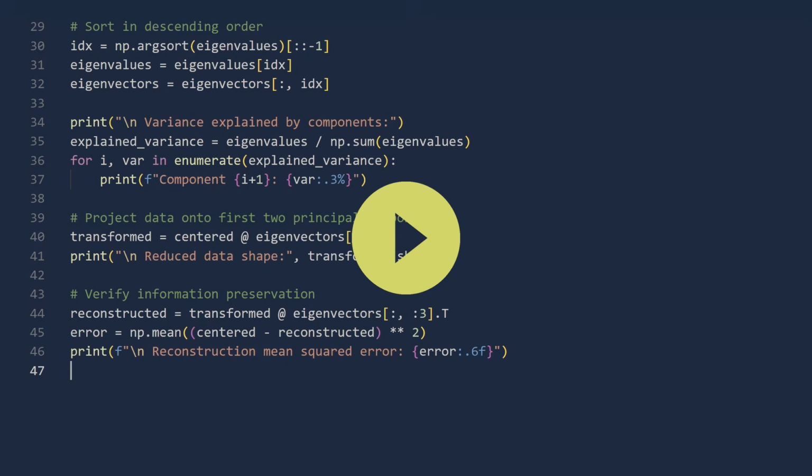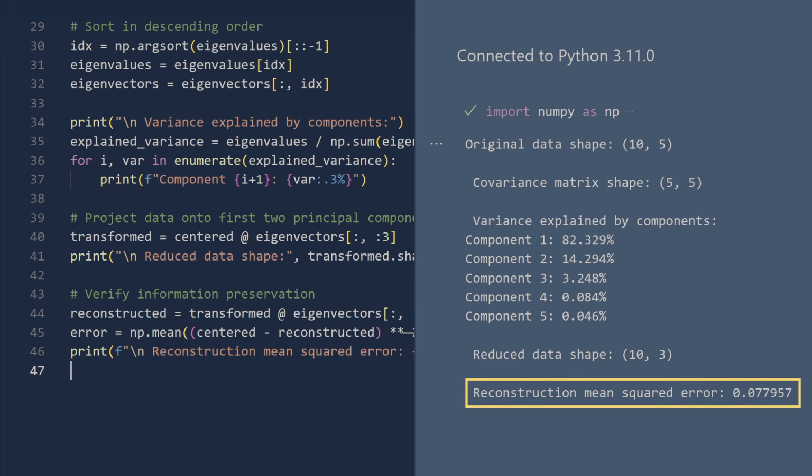Run. The small reconstruction error confirms what the eigenvalues suggested. Most of the important patterns in our data can be captured in just 3 dimensions. This is the power of PCA. It helps us identify and keep what matters most in our data.